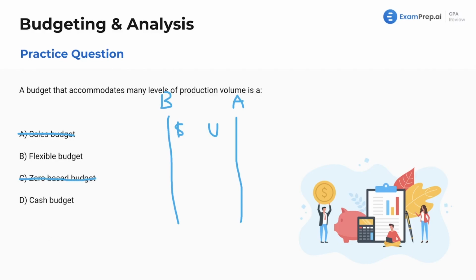And lastly, a cash budget. This is essentially a cash flow budget. You're budgeting your cash flows for a period of time for business. This could be weekly, monthly, quarterly, or annual. This is us trying to determine do we have sufficient cash to operate in the near future. Final answer here, letter B, flexible budget.